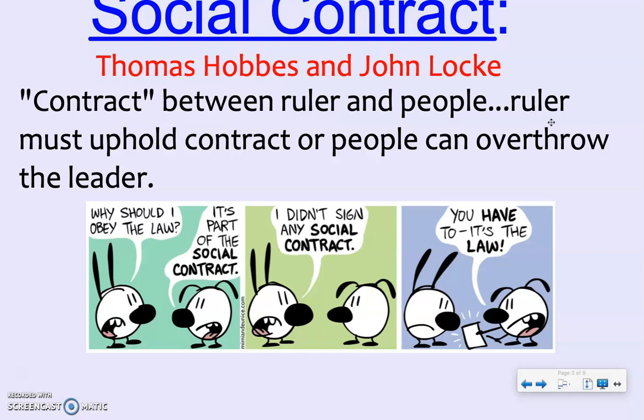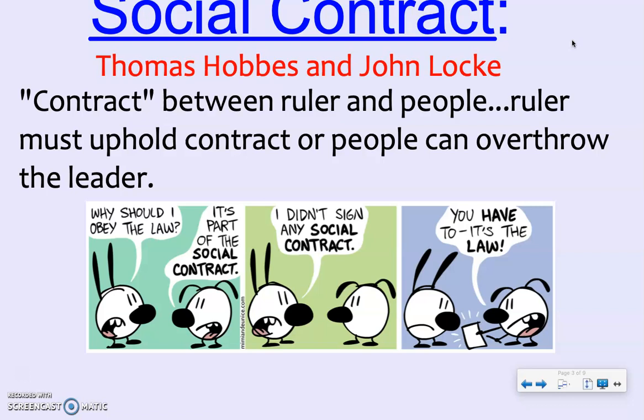We're going to focus in this class more on something called social contract. Social contract is a theory of government. It came from the European philosophers Thomas Hobbes and John Locke, and they talked about how the legitimacy of government comes from an unwritten contract between the ruler and the ruled. Under the terms of the contract, people agree to obey a ruler in exchange for the ruler's promise to protect their rights.